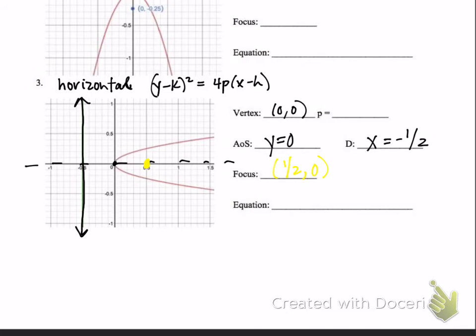And my P is always going to match what my focus is. So my P equals a positive 1/2, because it's the distance from the vertex to the focus. So then if I plugged in everything, it would be y minus, if I have h and k, y minus 0 squared equals 4 times 1/2 x minus 0. So then simplify that, you get y squared equals 2x. And then you are done. Okay, let's flip to the next page.